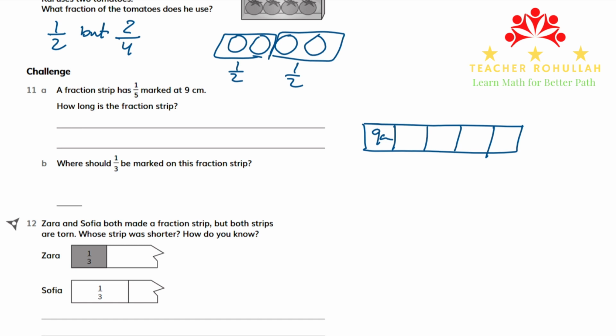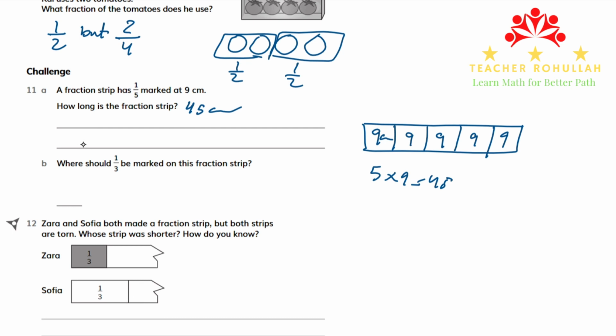You know, when we make fractions of the whole, each part of the whole is having equal amounts, equal length, or whatever measurement unit we have. If this is 9, this is also 9. All of them are 9 centimeters. How many 9 centimeters do we have? 1, 2, 3, 4, 5. So we can write 5 times 9 is 45. So the length of the fraction strip is 45 centimeters.